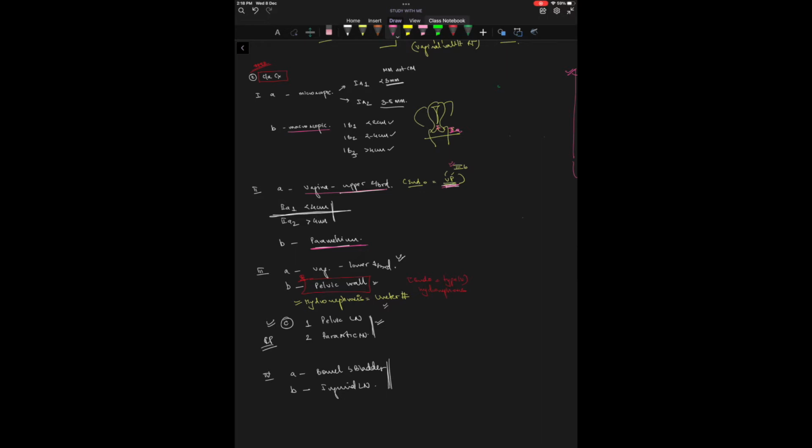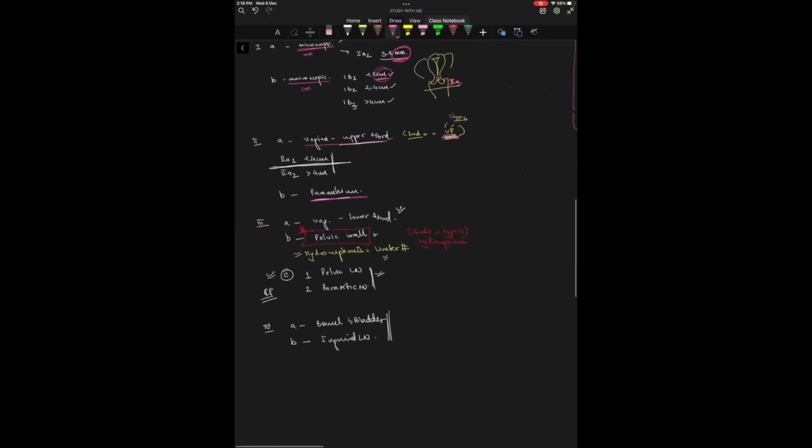Stage 1A is microscopic, 1A1 less than 3 mm, 1A2 3 to 5 mm. Stage 1B is macroscopic, B1 less than 2, B2 2 to 4, B3 more than 4. Stage 2 is involvement of vagina and the parametrium. Remember the size criteria, 2A1 is less than 4 cm and 2A2 is more than 4 cm. Then coming to stage 3, what was remaining?